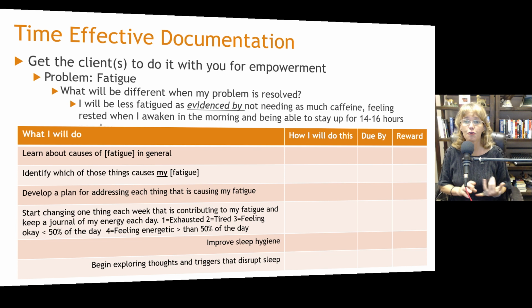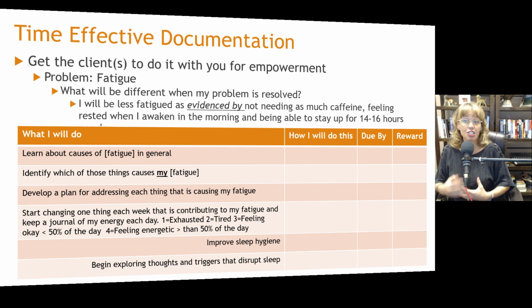Develop a plan for addressing each thing that's causing my fatigue, and then start changing one thing each week that is contributing to my fatigue, and keep a journal of my energy each day, with 1 meaning, I was exhausted. 2, I was tired. 3, I was feeling okay, but less than 50% of the time today. And 4 is I was feeling energetic more than 50% of the time, most days this week. And it's really important for them to be able to have some sort of anchored Likert scale to rate themselves on.